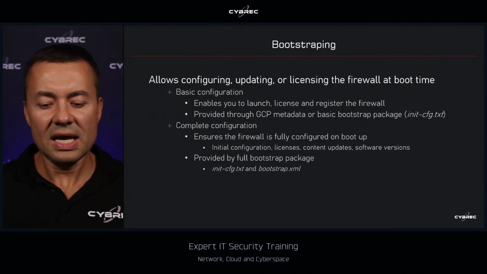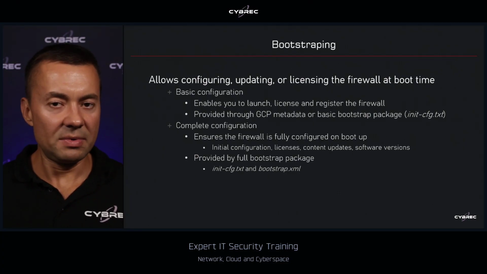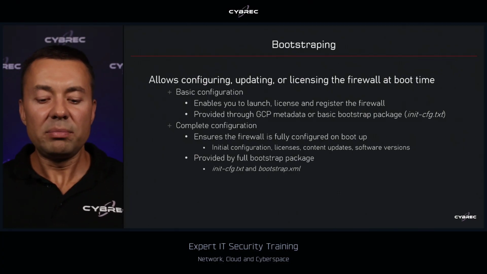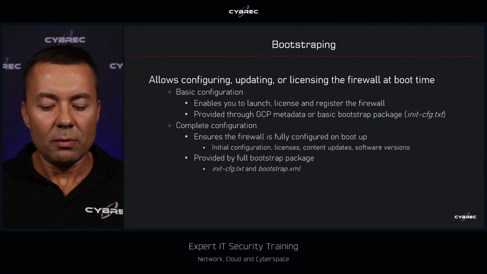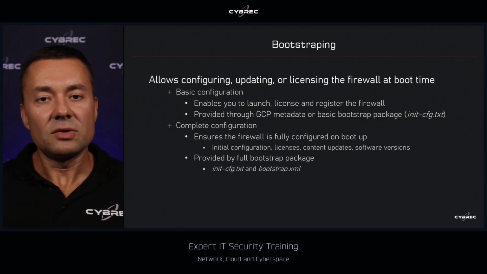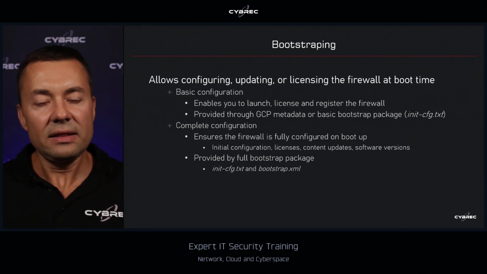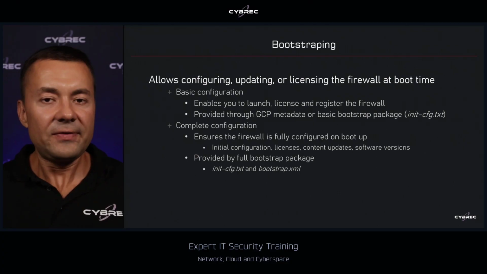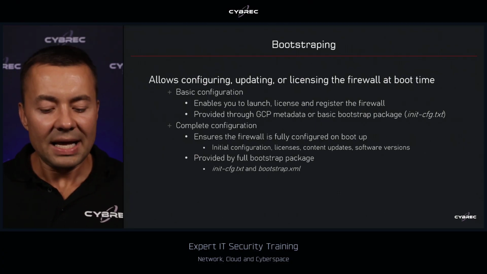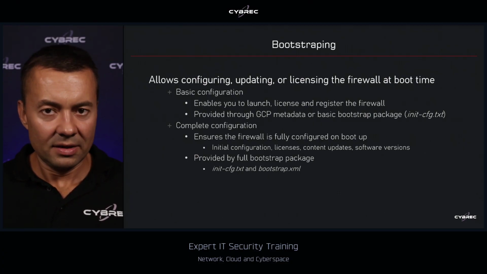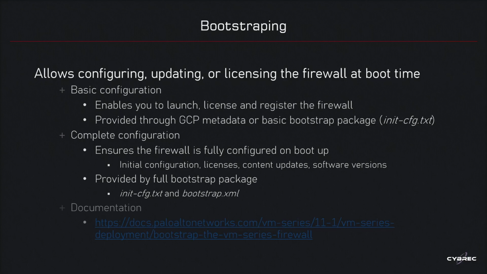So in the previous case, we were talking about the basic Bootstrap package with the file or just the GCP metadata. With complete bootstrapping, the package is going to consist of the init-cfg.txt file like in the previous case, plus the bootstrap.xml file with the configuration and other options.